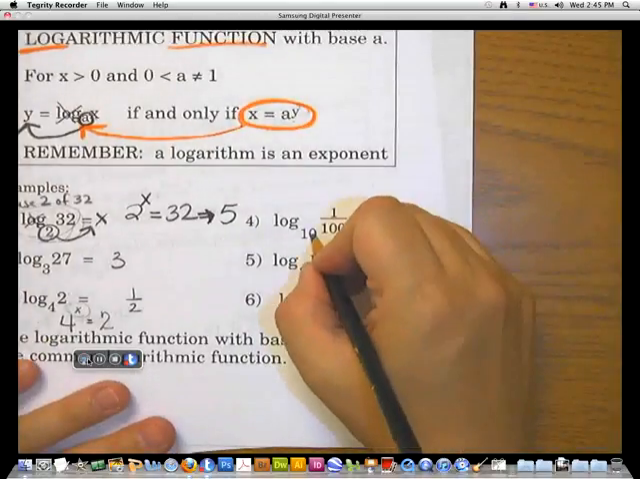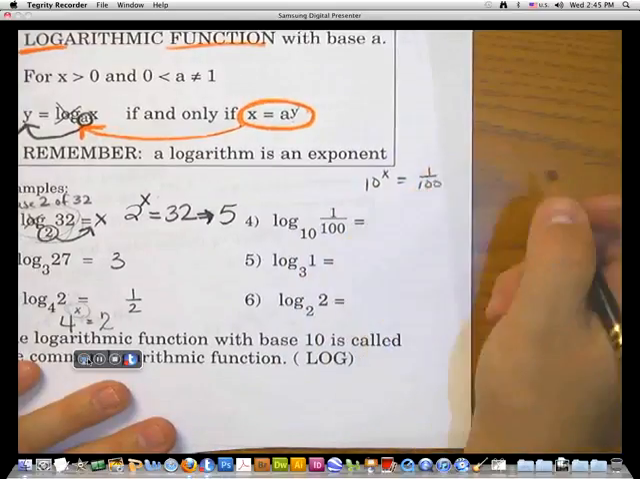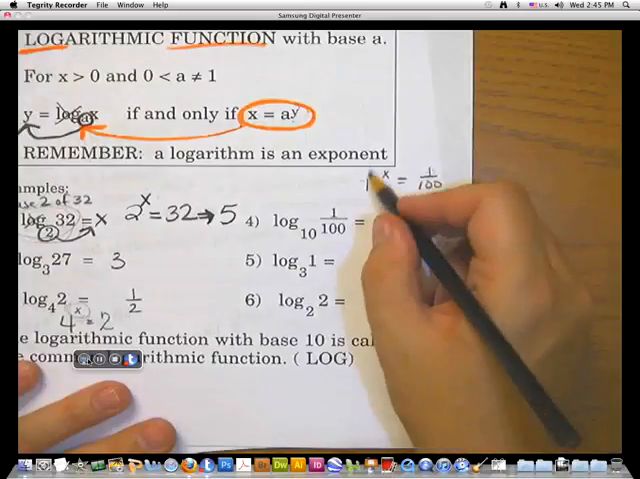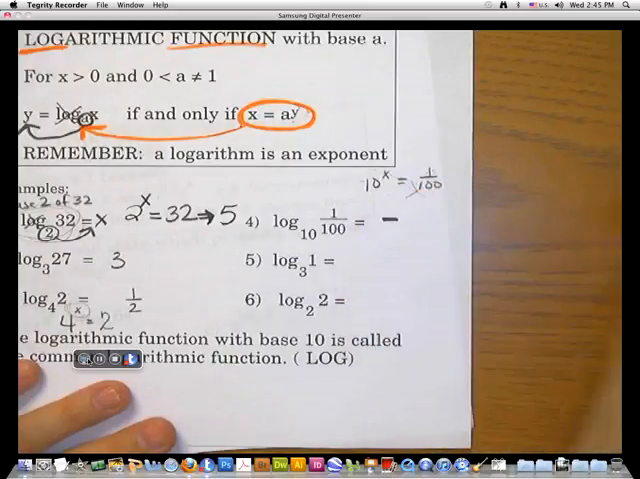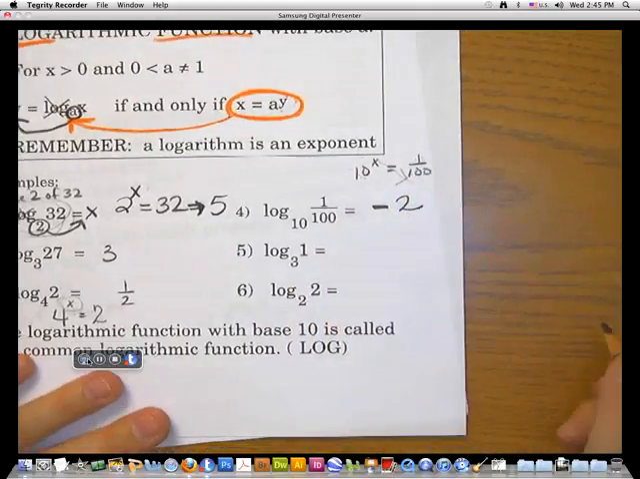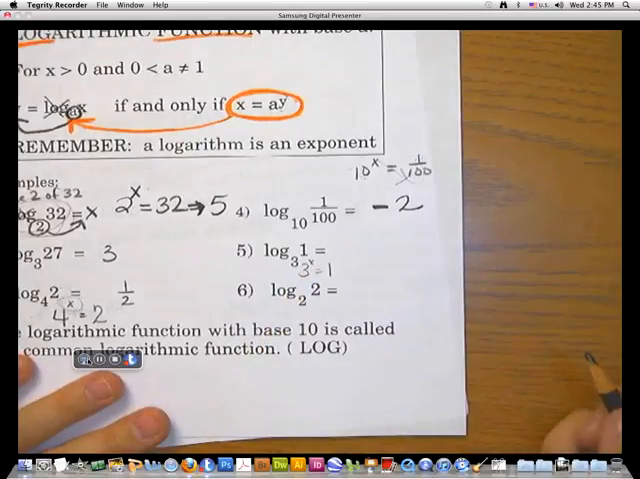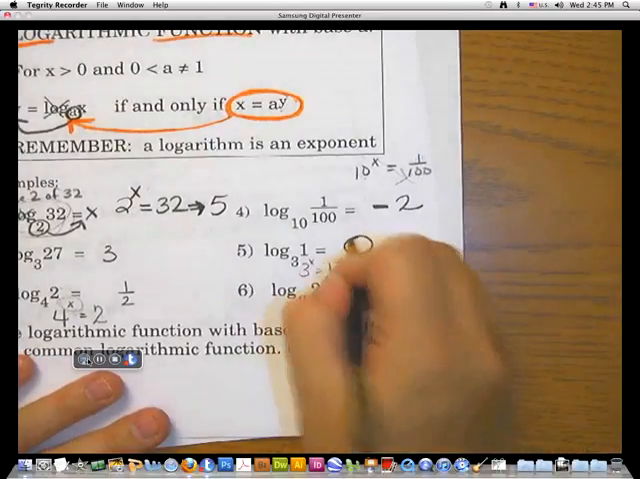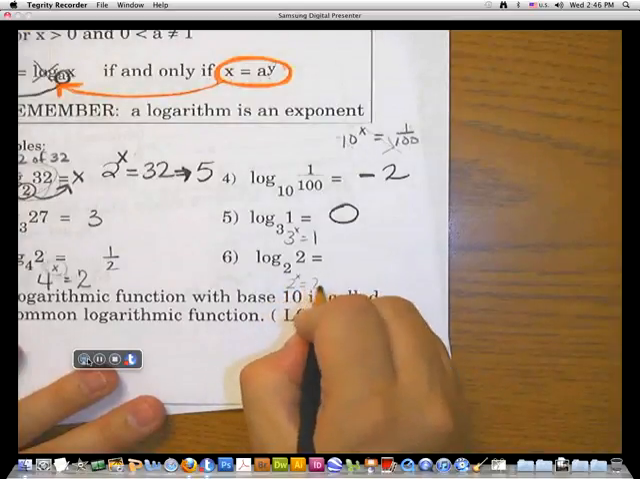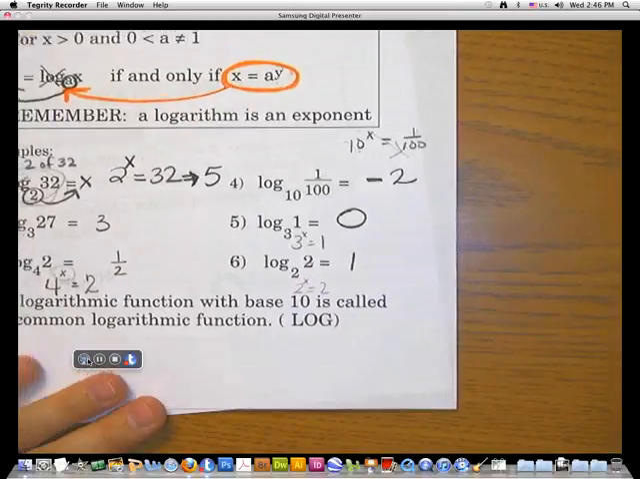What power on 10 allows for 1 over 100? Well, in order for that to become a fraction, it has to be negative, because it's going to have to cross the line and change the sign. And how does 10 become 100? 2. What power on 3 is going to give me a 1? The only thing that gives me a 1 is a 0. What power on 2 is going to give me a 2? Well, the only way you get yourself is if it's a 1.